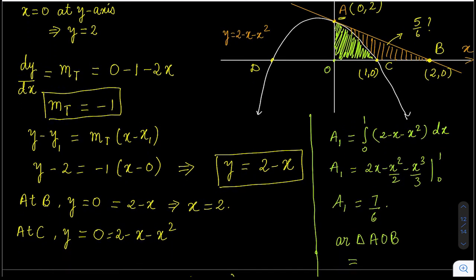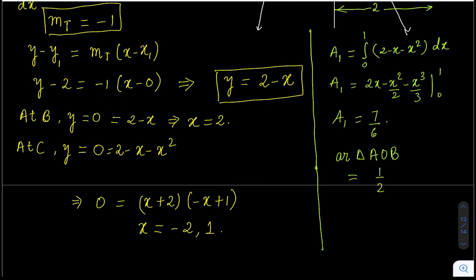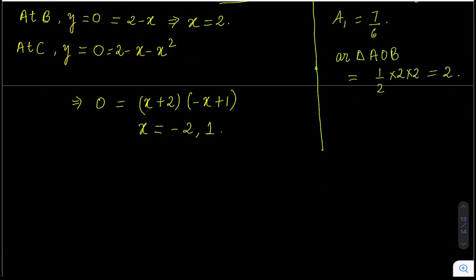Okay, so the area of triangle AOB is actually easy to see. This height is 2. This length is also 2. As you can see, the point B is (2, 0). So we can easily find the area of this, half base into height, which will actually give me 2. So now the required area will be the area of the triangle minus the green area, that is 2 minus 7 over 6, which is nothing but 5 over 6. So that is actually what we need to prove.